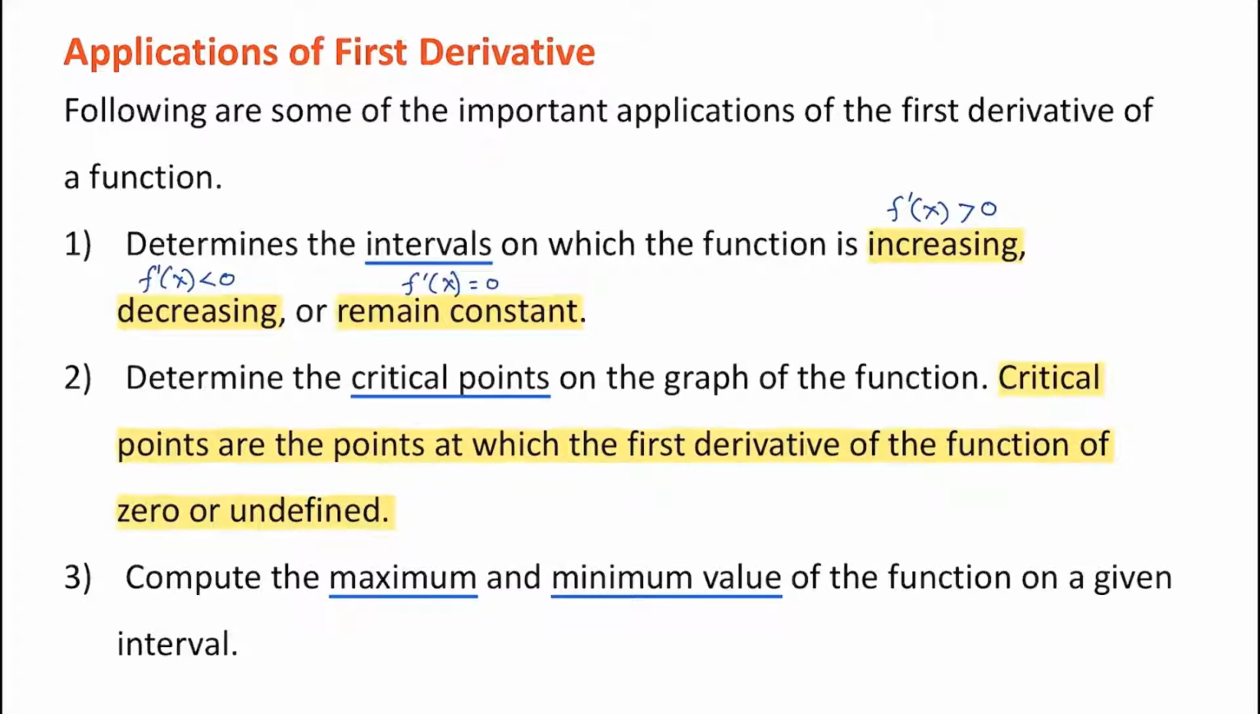So now what we are going to do is we are going to solve the problem where we determine whether the function is increasing, decreasing, or constant. Second, we are going to find the critical points on the graph of the function. And then the third one is we are going to find the maximum and minimum value of the function on a given interval using the first derivative.